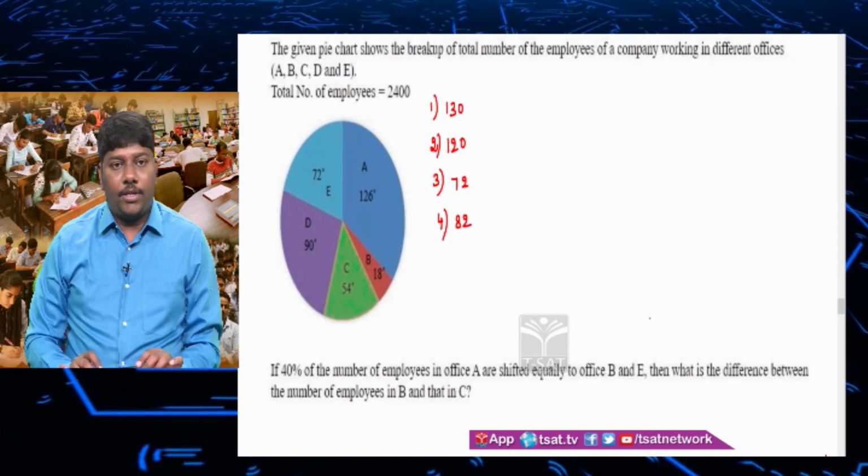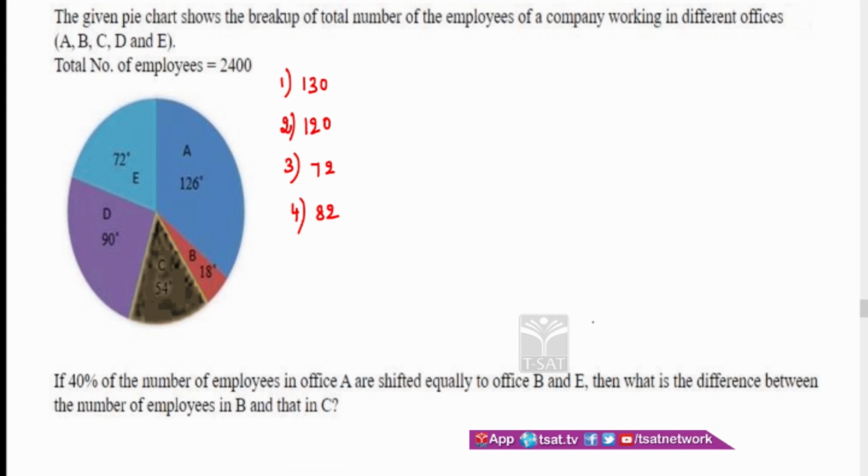Look at the next one here. The next graph. Again it is the same graph, but look at here. If 40% of the number of employees in office A are shifted equally to office B and E, what is 40% equally shifted to B and E? It means 20% to B, 20% to E. I don't need to find out the entire 40%. Now what is A in terms of degrees? It is 126. We know 10% is 126 by 10, which is 12.6. What is 20%? 25.2 in terms of degrees. I am giving it to B and E.